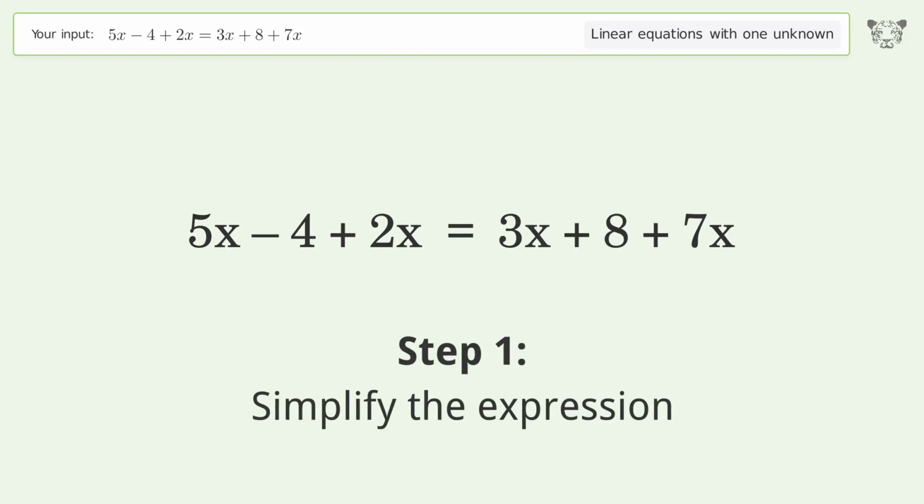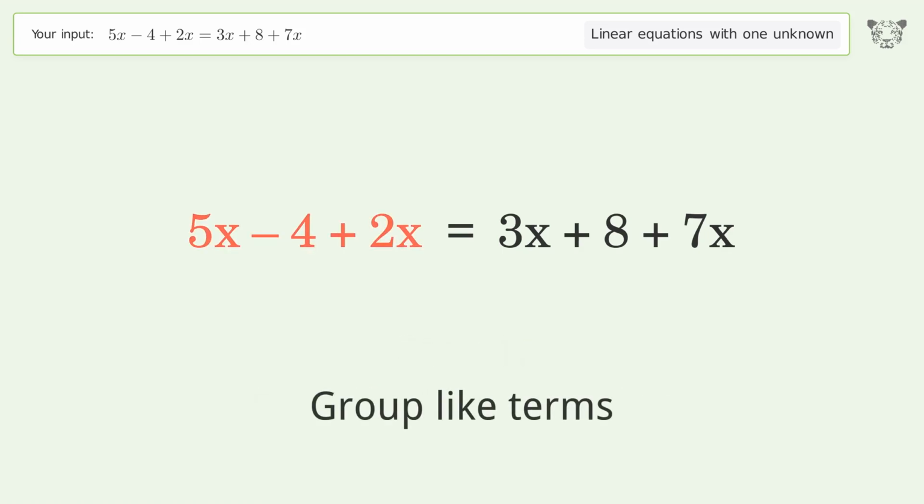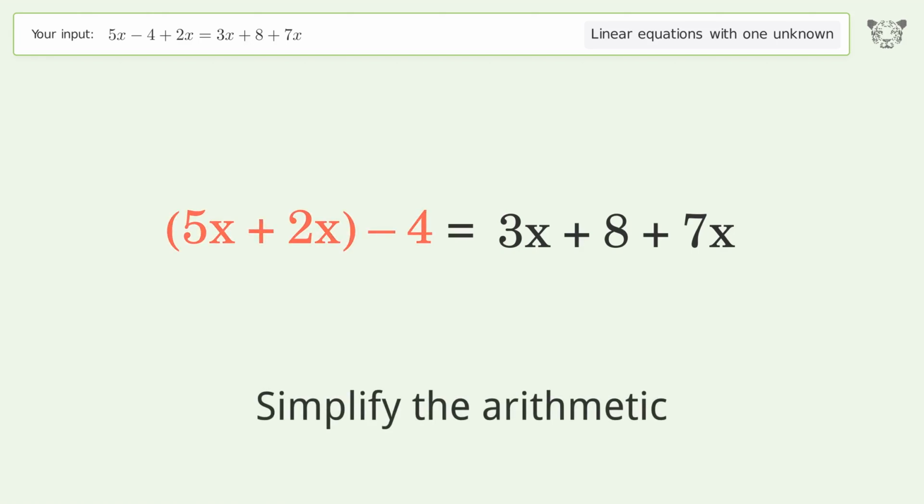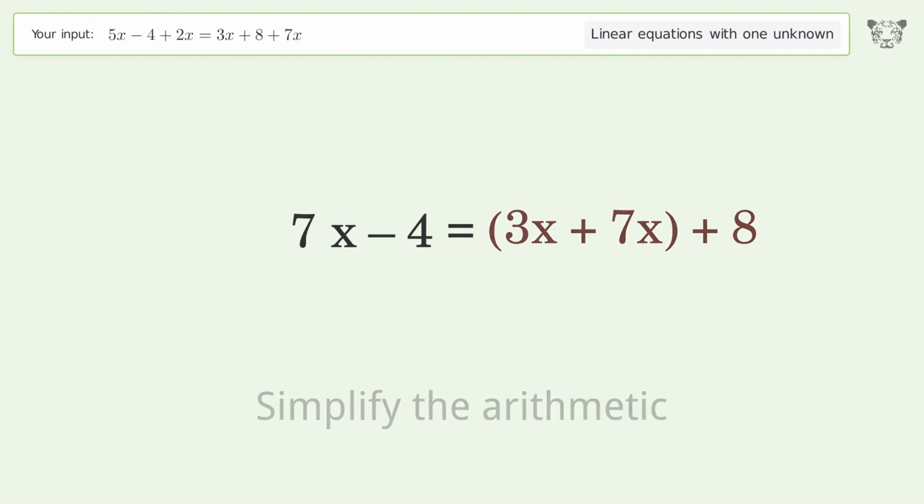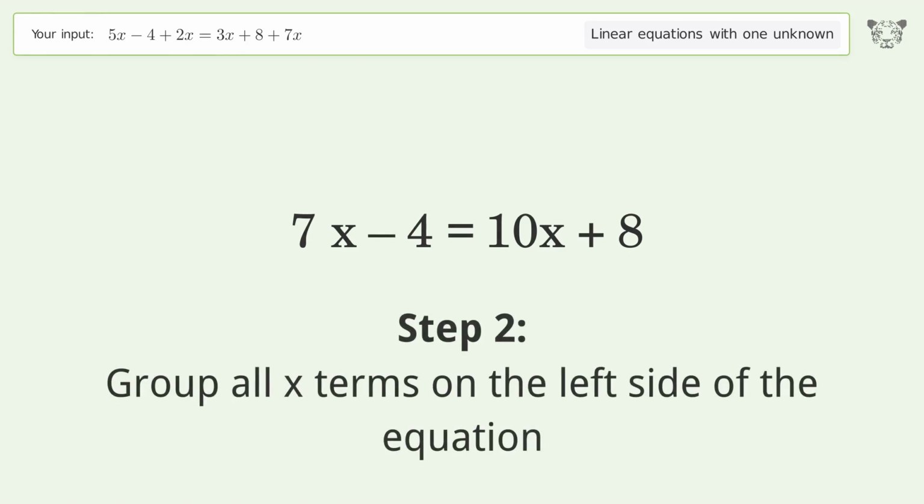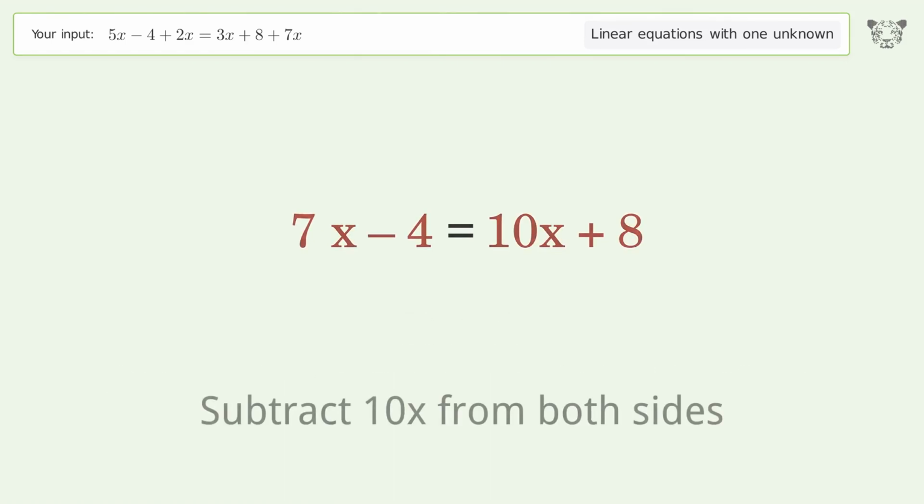Simplify the expression. Group like terms. Simplify the arithmetic. Group like terms. Simplify the arithmetic. Group all x terms on the left side of the equation. Subtract 10x from both sides.